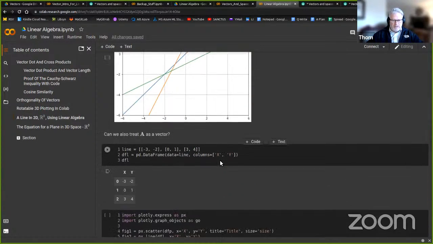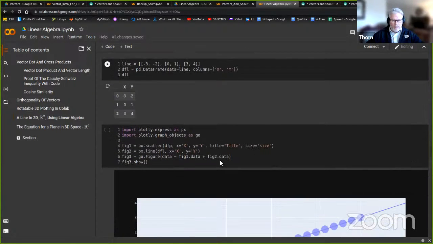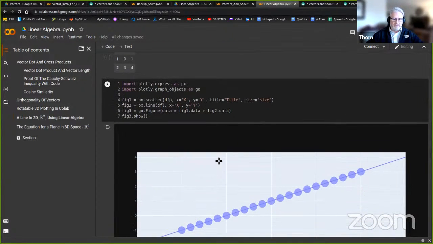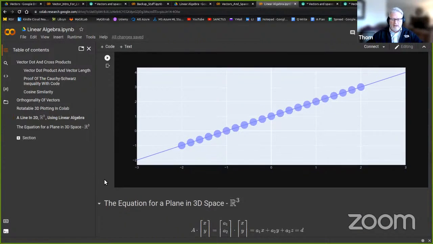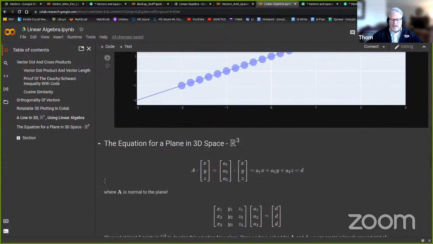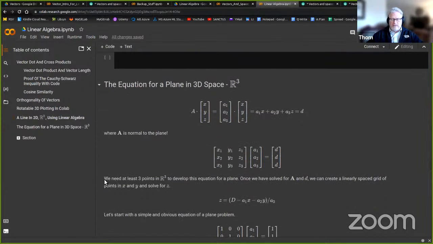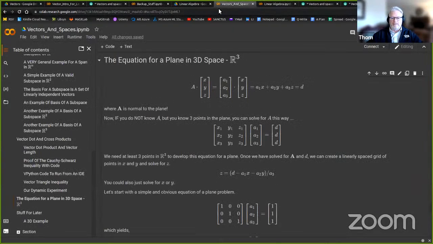Oh, let's see, what was I doing down here? I was just doing some stuff with Plotly. I'll put all this in the main notebook. Let's go back to the other notebook.